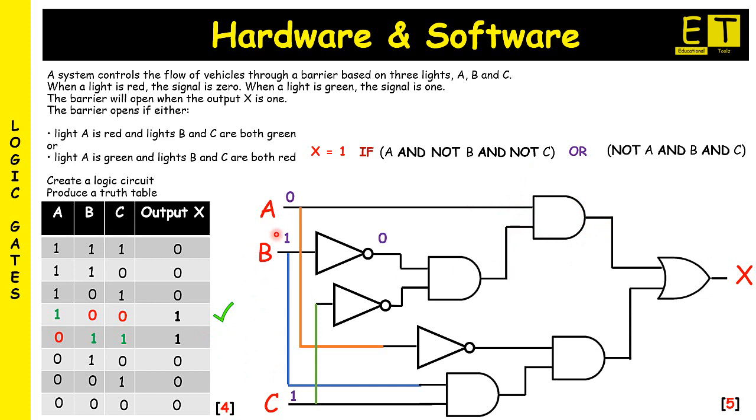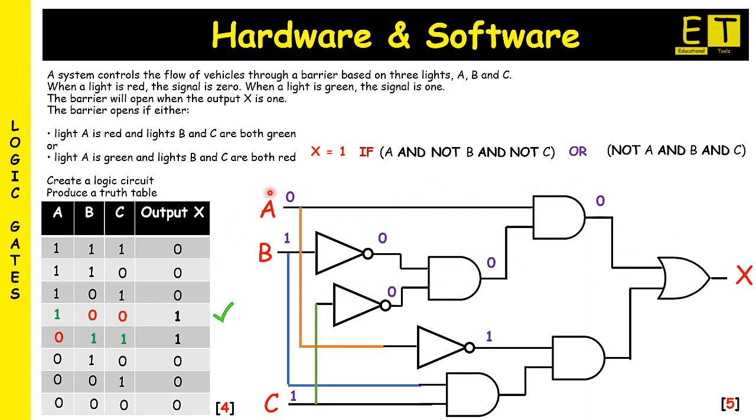When we put a 1 into the NOT gate, it would return a 0, and same again with input C. If it goes into the NOT gate, it will return 0. So we actually know the first half of our logic circuit will return a 0. Let's look at our second part.